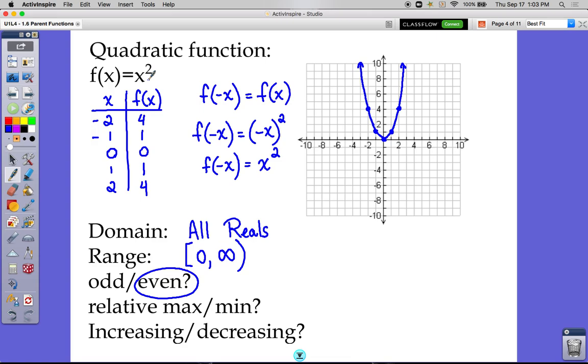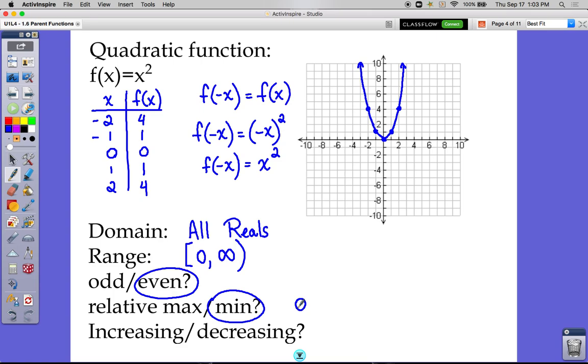Does it have a relative max or min? In this case, for standard quadratic functions, it has a min, and the min happens at the lowest point that you see, at that turning point of our quadratic function. In this case, it just happens to be the lowest value of my range because it runs to infinity without bound, runs to positive infinity. So in this case, the relative minimum value is 0.